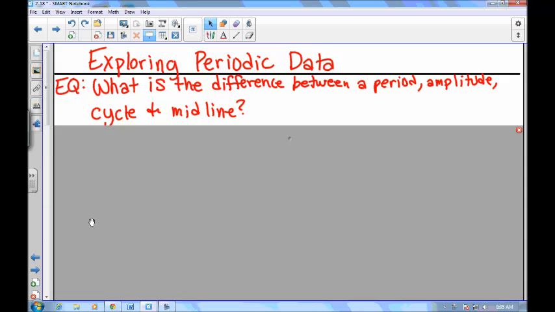Okay. Title your notes. I appreciate those who've already started to title your notes. Exploring periodic data. Natural logs was the last lesson from the unit on exponentials and logs.